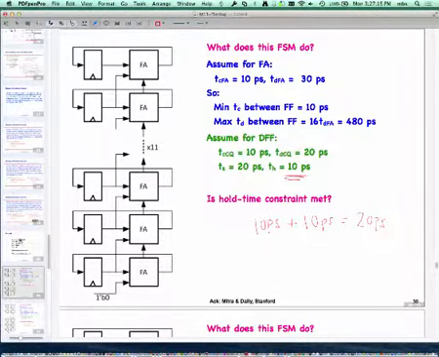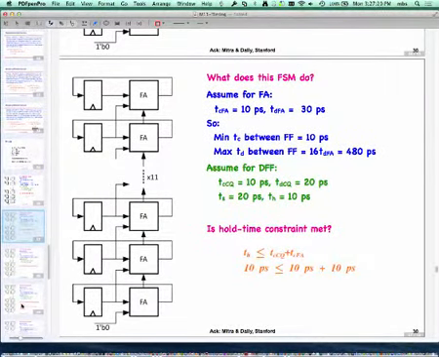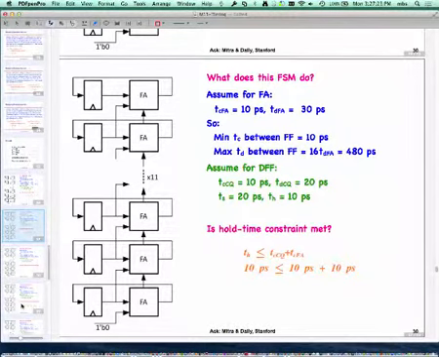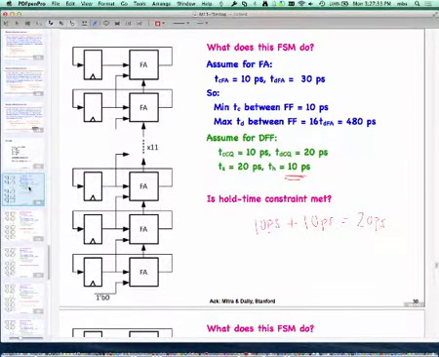Sorry, I have messed up. It should be greater than. Okay, so I don't have a problem. I was looking at the wrong one. Yeah, so hold time is 10. My delay should be more than that. So this is greater than the hold time, which is fine. So I don't have a problem.